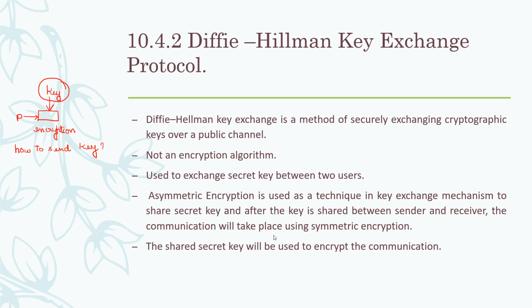So we need to securely transmit the key to the sender as well as the receiver. So this Diffie-Hellman key is used for encrypting these keys, the sender key as well as the receiver key. Then the keys are exchanged, used to exchange a secret key between the two users, that is the sender as well as the receiver. So for encryption of the keys, we use asymmetric encryption. The sender key is encrypted using a different key, and the receiver key is encrypted using a different key.